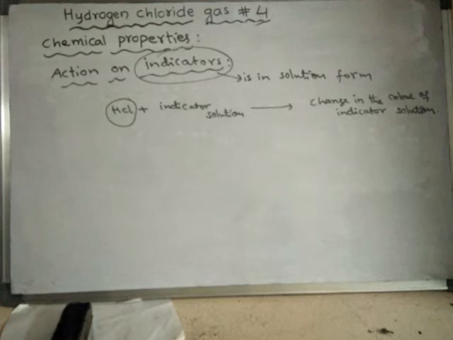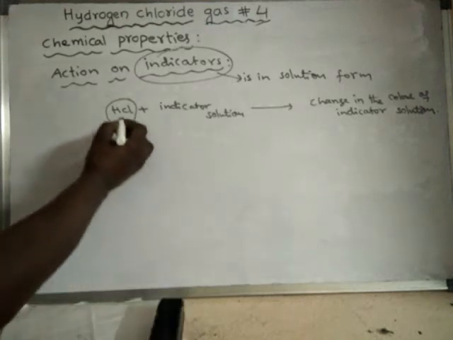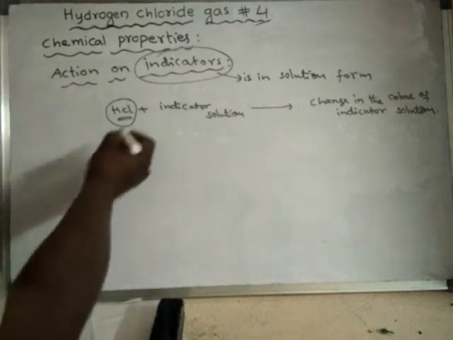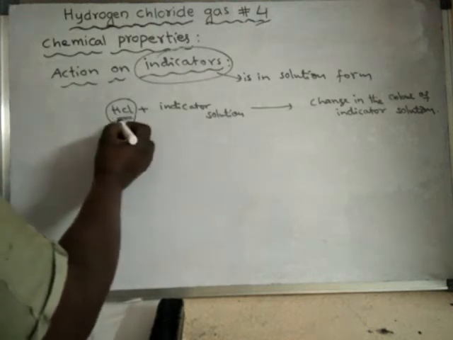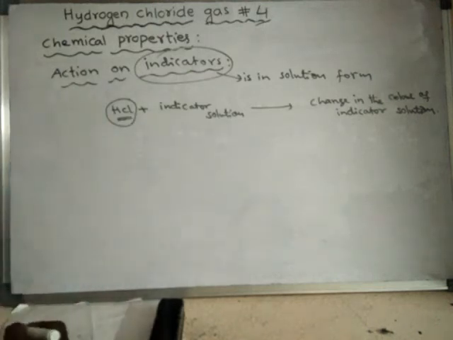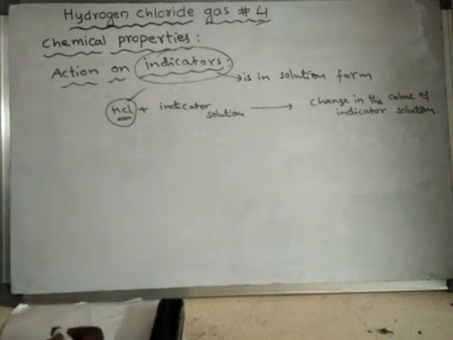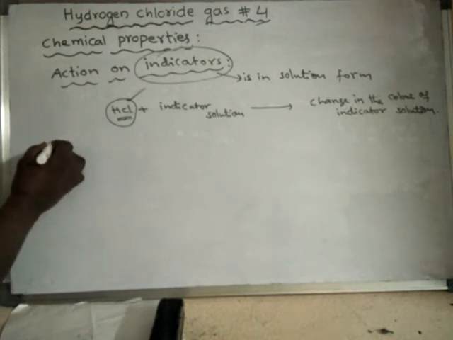Hence this HCl is said to be acidic in nature whenever it is added to an indicator solution, because the indicator solution will change its color. From this it is understood that HCl is an acidic gas. That means it can turn into acid when dissolved in water. Hence HCl is said to be an acidic gas, but it does not show its acidic nature under dry conditions. Okay, right. So let us discuss some indicators.